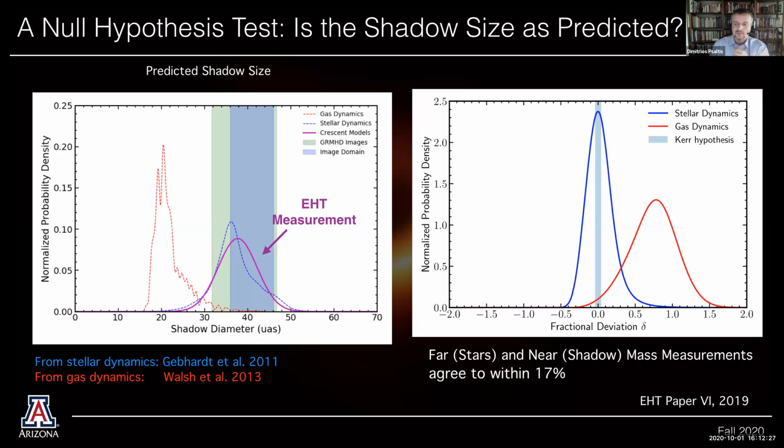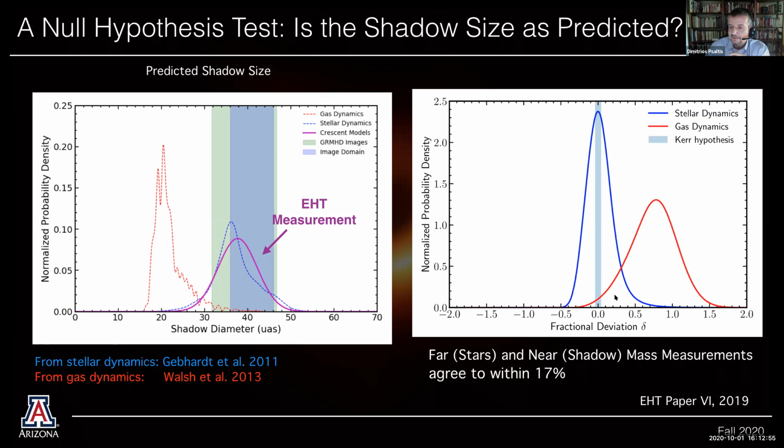And in fact, you can ask yourself, what is the maximum or what is the probability for a deviation between those two? What are the chances that they're not the same? And it turns out that the predictions of the Kerr metric with a mass measured far away from stars, with a measurement of the black hole shadow from the EHT image, they're completely consistent with each other with a wiggle room of about 17% in size.